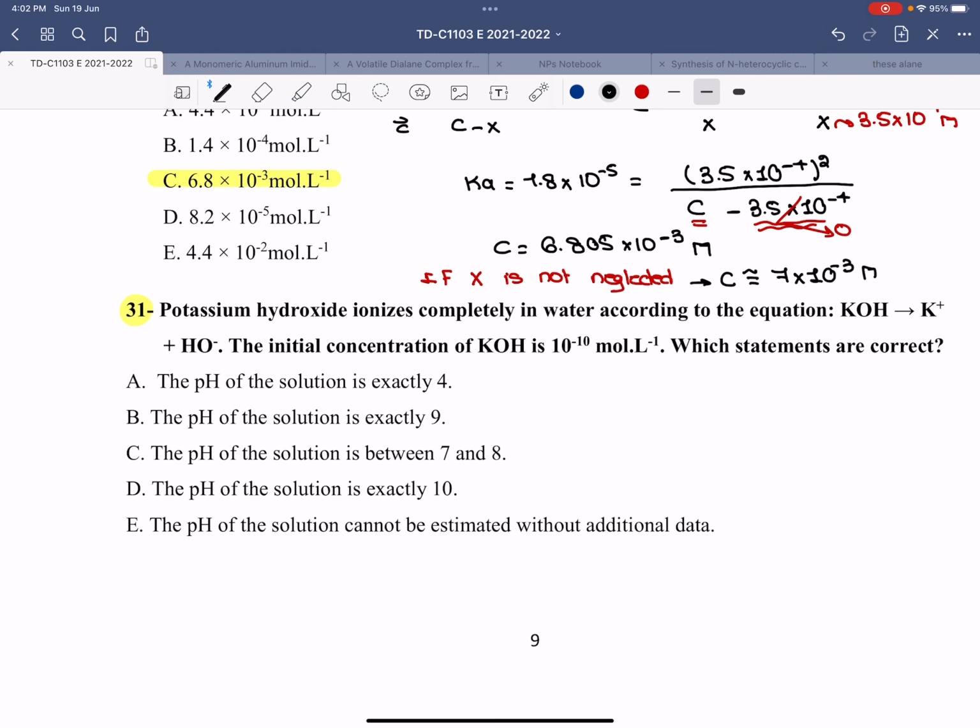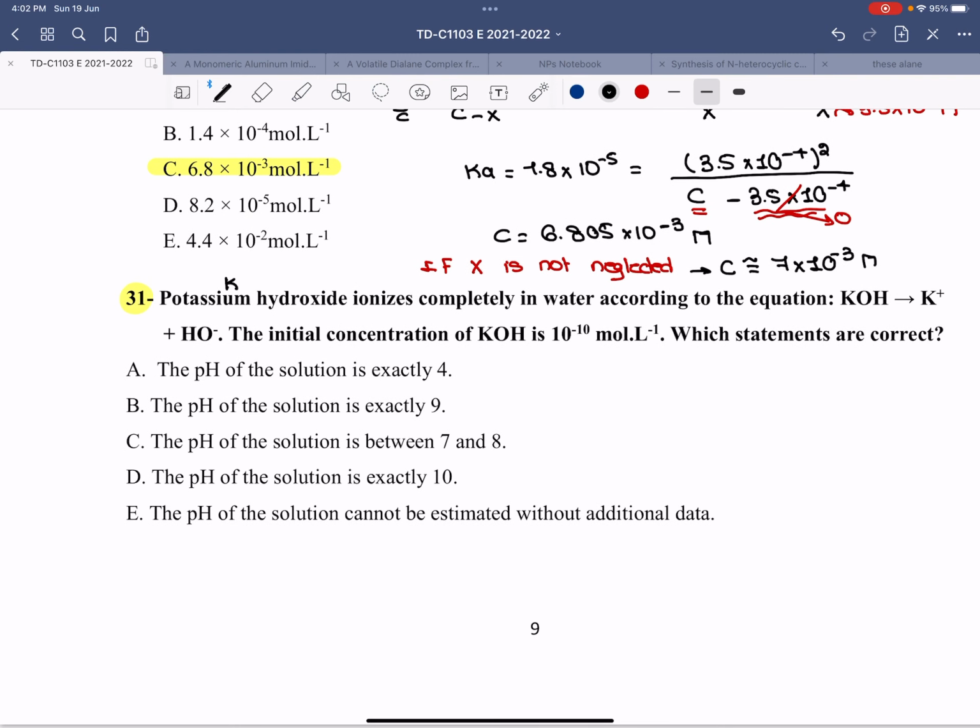Number 31. Potassium hydroxide. We all know what potassium hydroxide is. It ionizes completely in water according to the following equation. Yes, it gives you K plus and HO minus because it's a strong base. The initial concentration is 10 to the negative 7. Directly notice, 10 to the negative 10. This is less than 10 to the negative 8. When it's less than 10 to the negative 8, directly pH equals 7.